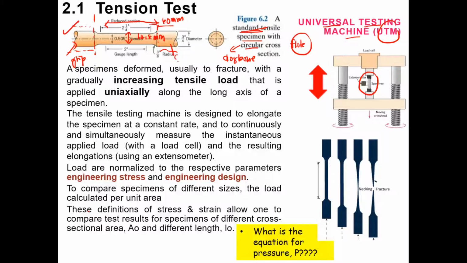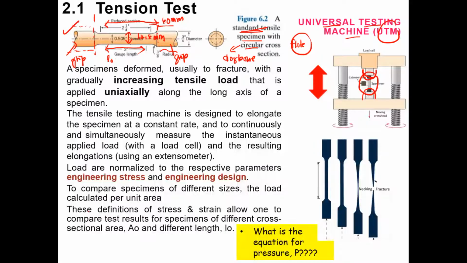This is the grip region because during the testing, the equipment will hold the specimen at this grip region. So we call it the grip region, and the most important part is the gauge length. We call it the gauge length here. If this is your original specimen, we will denote this gauge length as L naught.